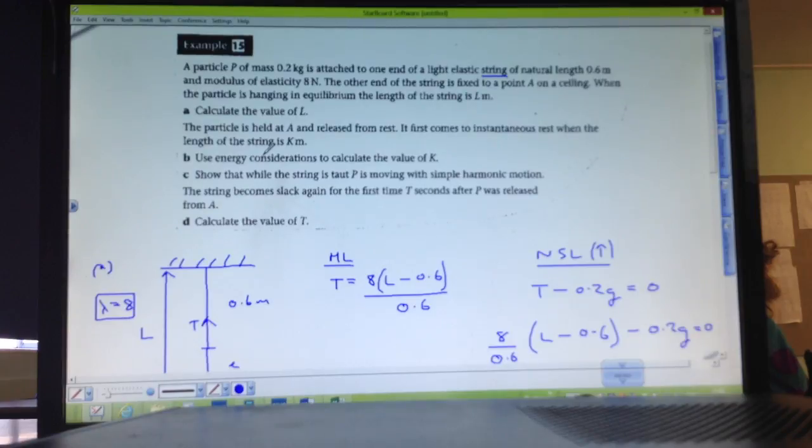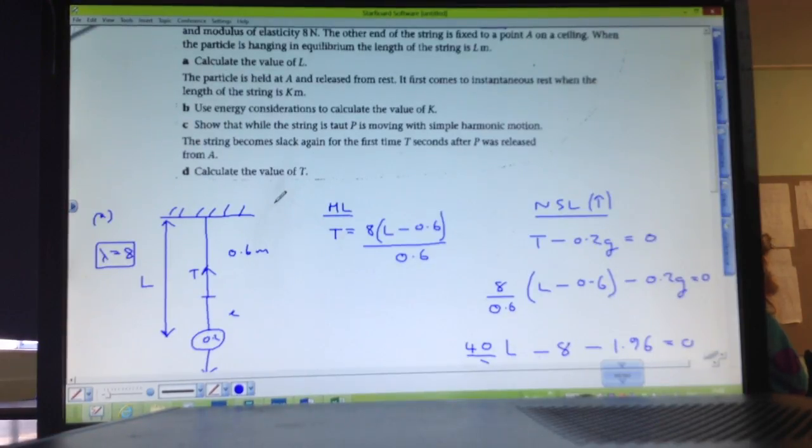Right. It says show that while the string is taut, P is moving with simple harmonic motion.